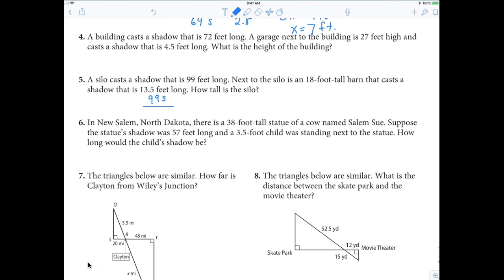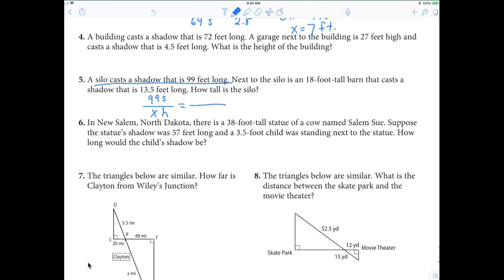Okay, now they're trying to mix things up. The silo casts a shadow that's 99 feet long. So what's the height of the silo? Do we know? That's the unknown. That's the X. So the 99-foot shadow goes to the silo, which we have no idea. But next to the silo, there's a what? So where would the 18 go? Is it on the top or the bottom?